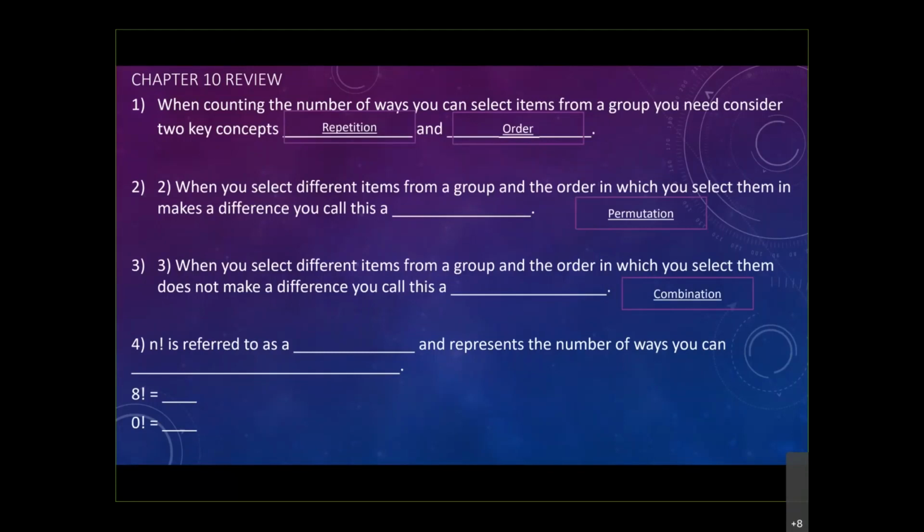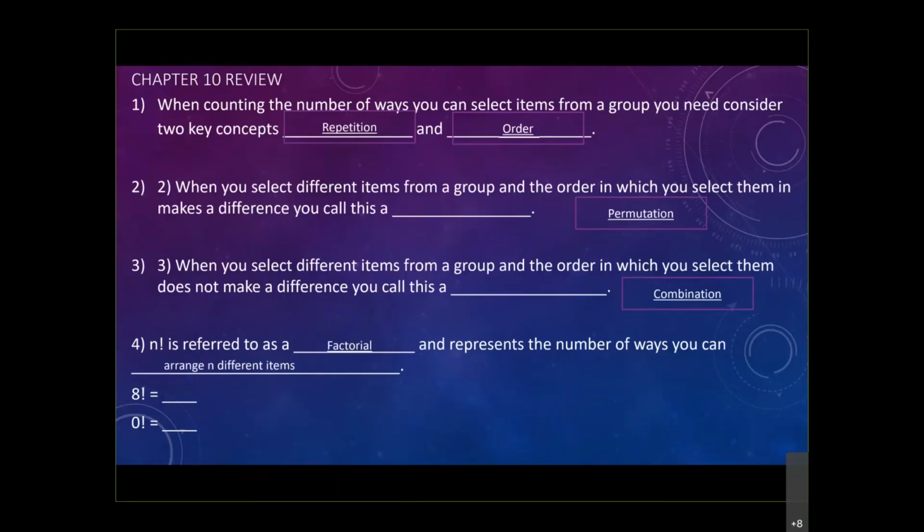Looking at number 4, I very much doubt that they will ask you about the definition. It's just easy for us to communicate in terms of this item here. So number 4, they ask you what an exclamation mark refers to. Hopefully you say this is a factorial, because n factorial represents the number of ways that you can arrange your items.